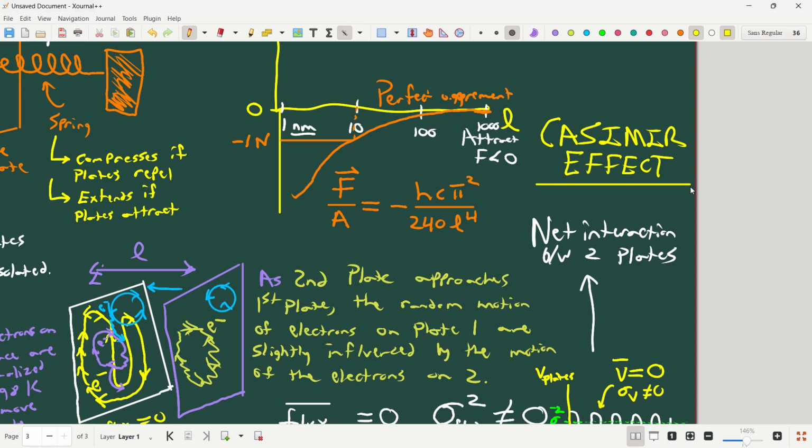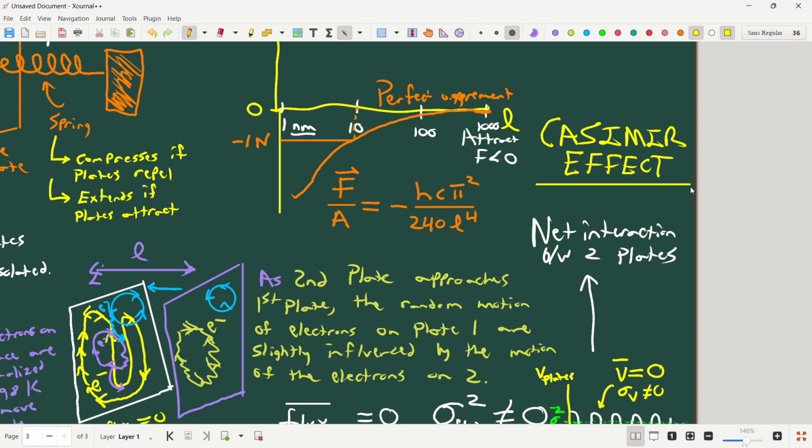Now, you're probably wondering why I've just spent 20 minutes talking about two metal plates when we just talked about gases. So how does this connect to our gases? By the way, I don't think Casimir won a Nobel Prize for this, unfortunately. It's a really beautiful piece of work.